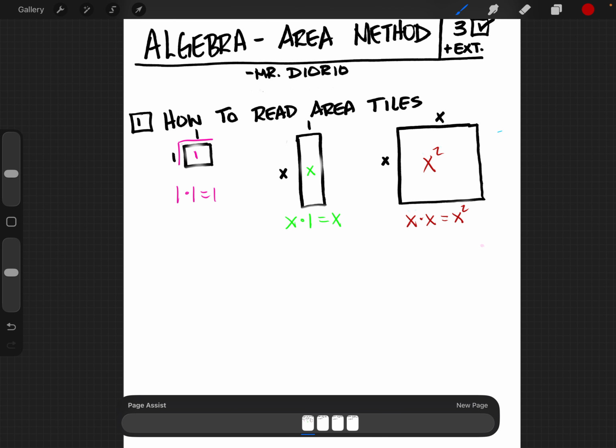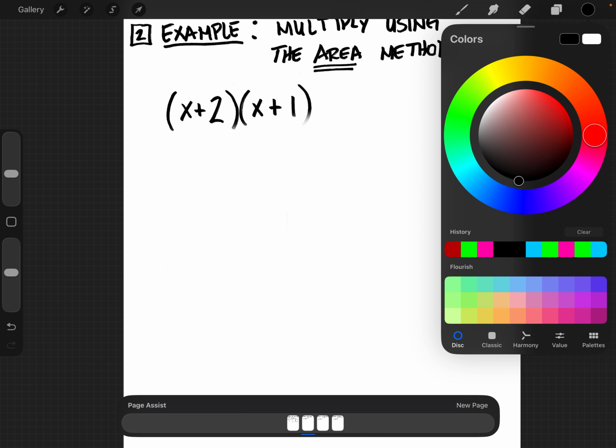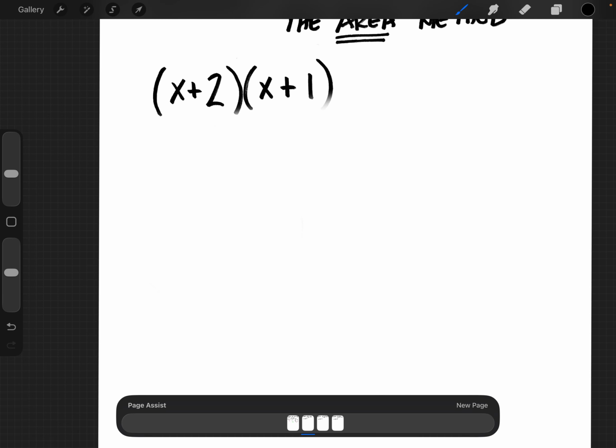Good. Now that we know how to read algebra tiles, we'll go ahead and do a few practice problems to get started. The first one is x plus 2 times x plus 1. The way we would solve this using the area method is simply by putting each of these into a different column or row. In the case of this, we have x plus 2. We'll write that as x, and since algebra tiles are represented by each individual, we'll do 2 ones to represent plus 2. For x plus 1, we'll do x and just 1.